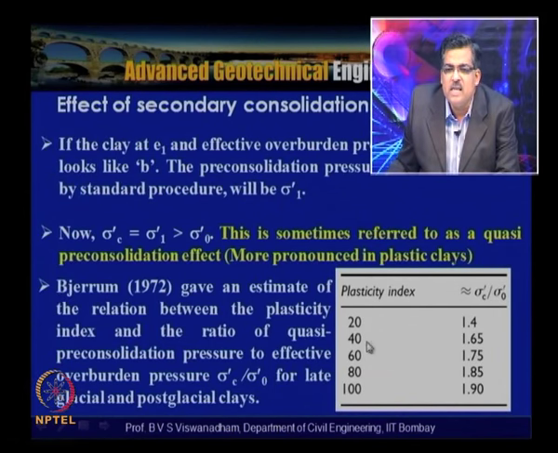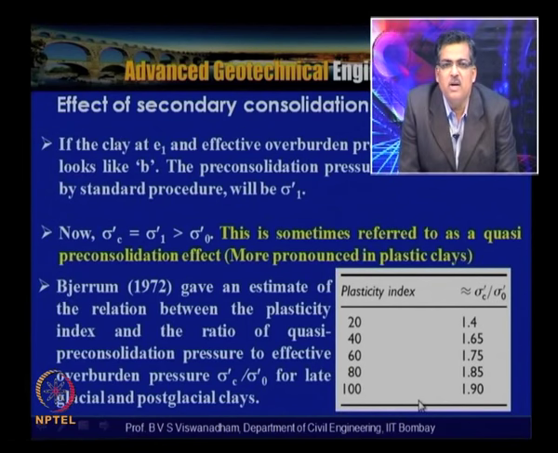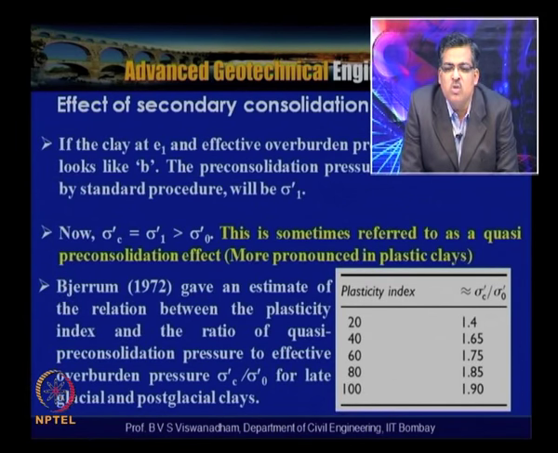You can see that as the plasticity index value increases, there is an increase in the ratio of quasi pre-consolidation pressure to the effective overburden pressure sigma naught dash. So with an increase in plasticity index, this is more prominent, and sigma c dash by sigma naught dash will be high. The quasi pre-consolidation effect is much more pronounced or significant in plastic clays. You can see from the table given here that sigma c dash is the quasi pre-consolidation pressure, and sigma naught dash is the effective overburden pressure, for late glacial and post-glacial clays.